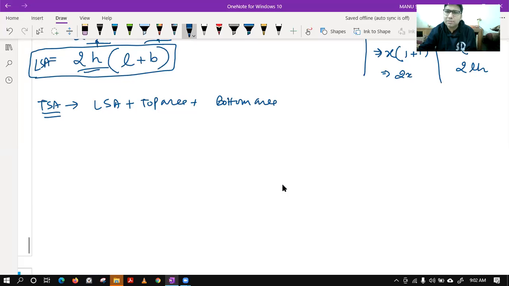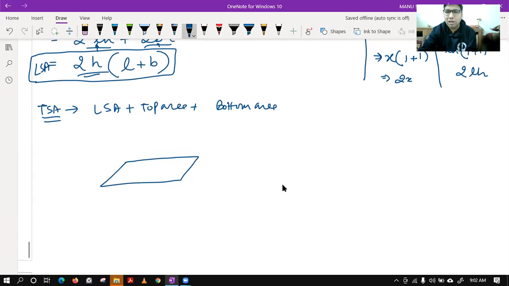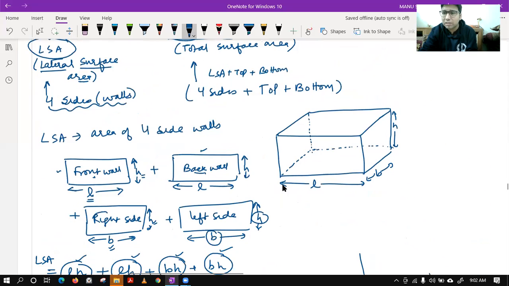Very good. So class, just tell me, we have already seen the four walls. Let's see the bottom wall now, or the bottom surface, and tell me what are the dimensions in the bottom surface. Please tell me what are the two dimensions in the bottom surface.